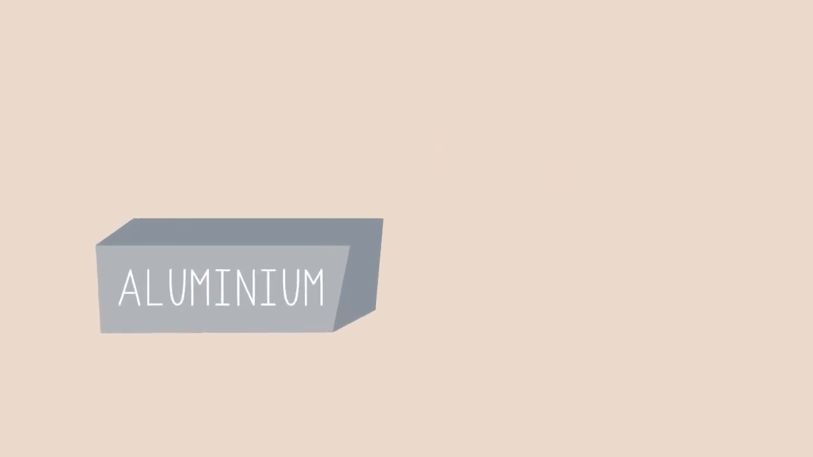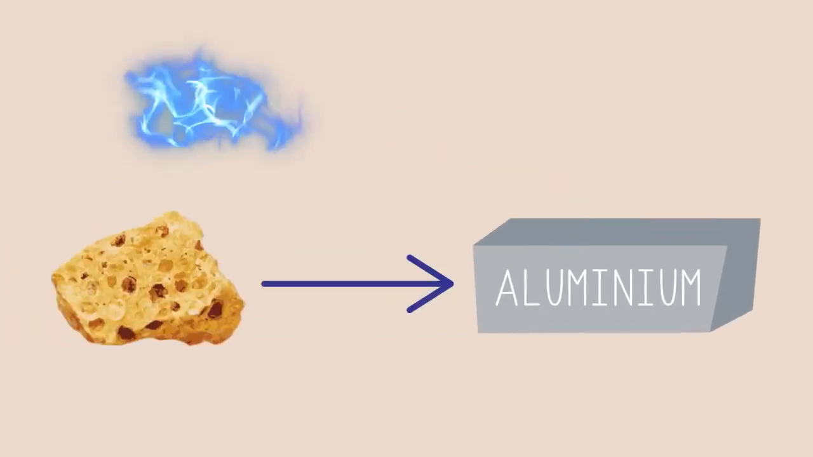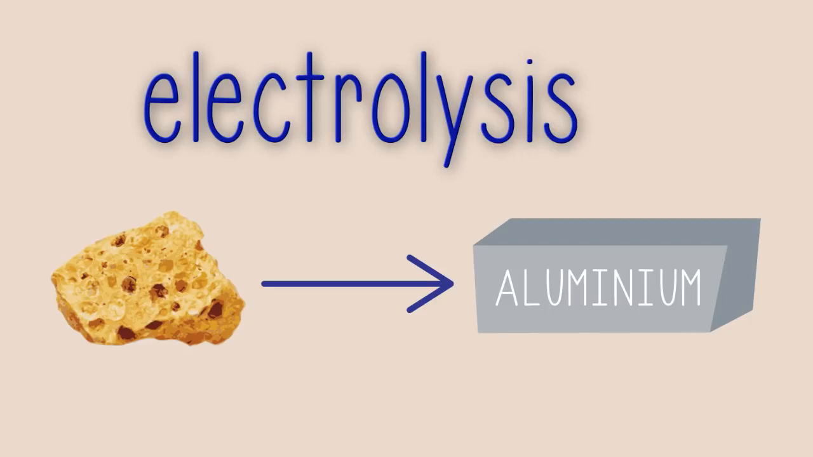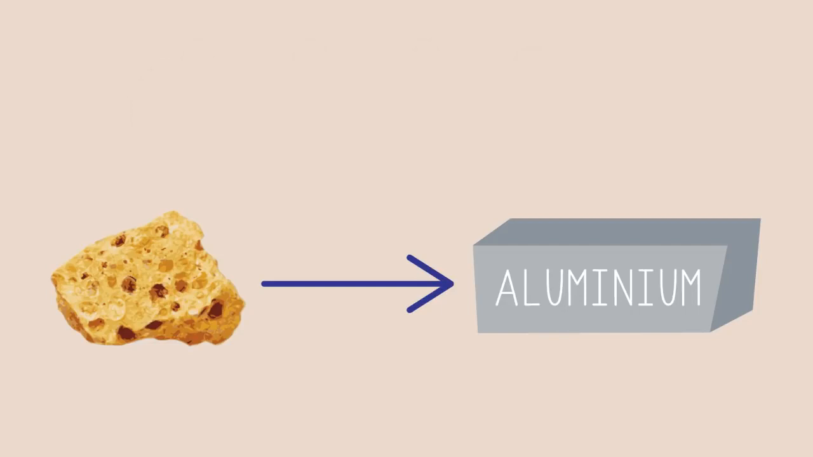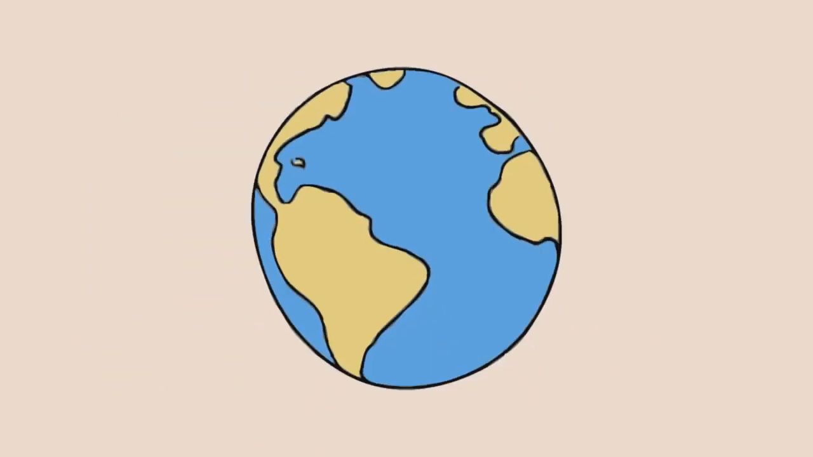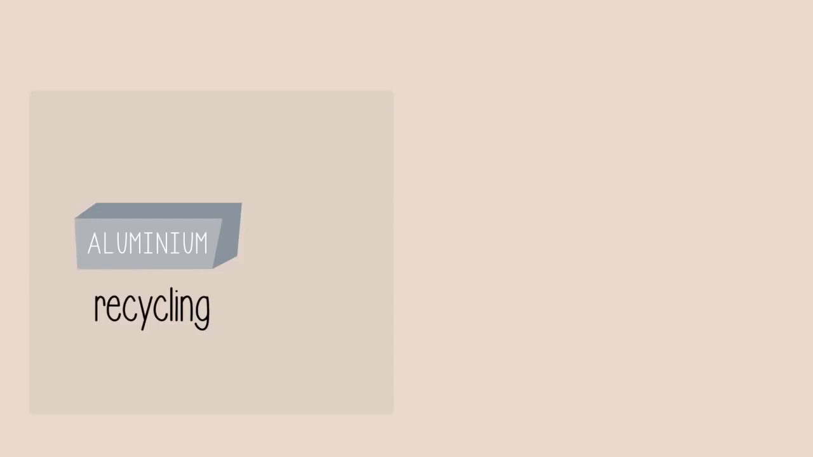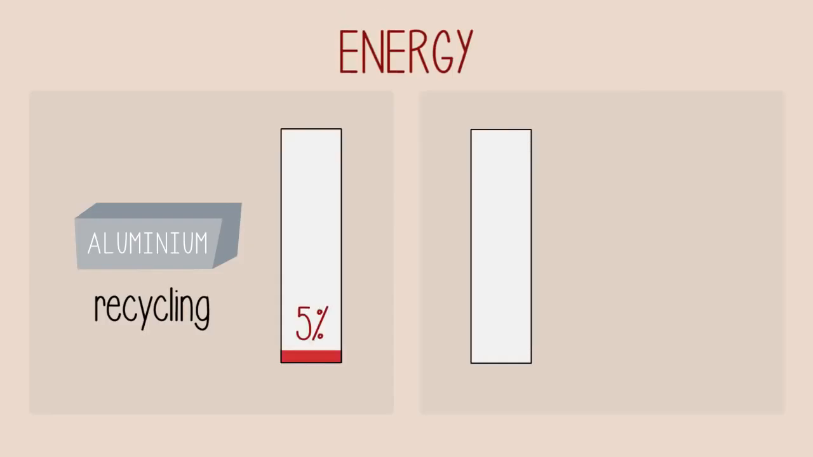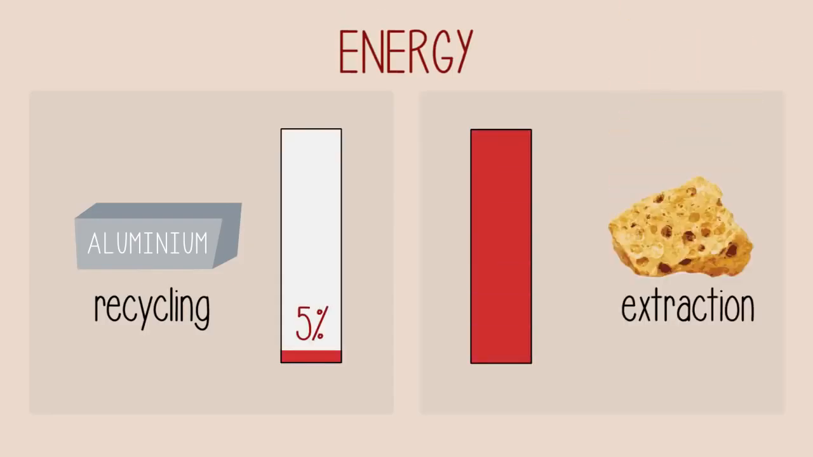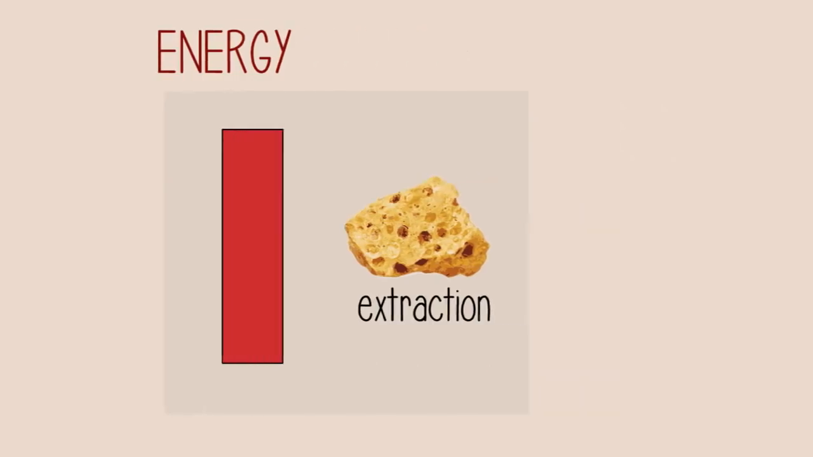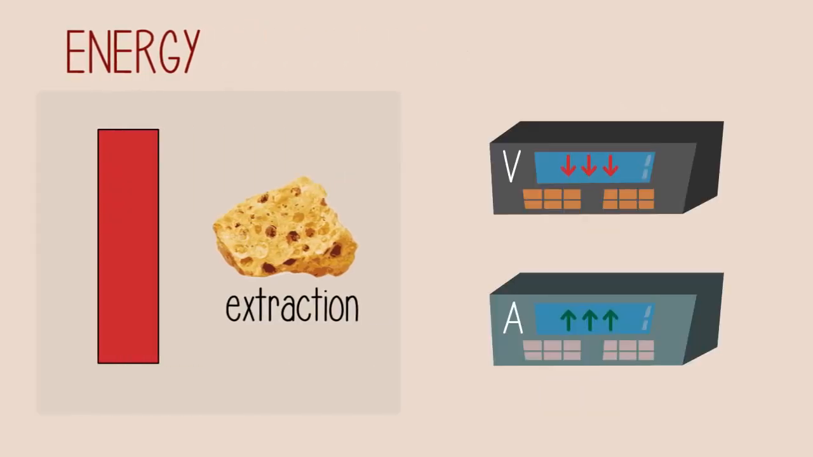The extraction of aluminum from its ore is done by electrolysis. It may not seem like a lot of electrical energy is needed, but keep in mind that this is done on an industrial scale worldwide. The recycling of aluminum uses only 5% of the energy used in its extraction from its ore, which uses a small voltage but a large current.